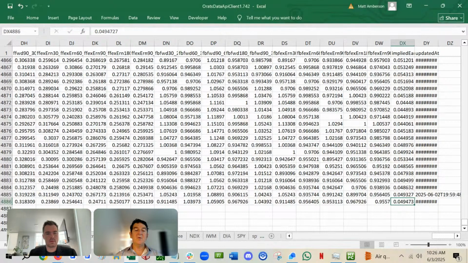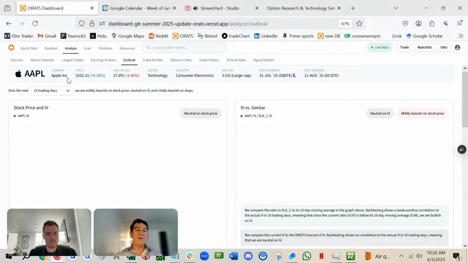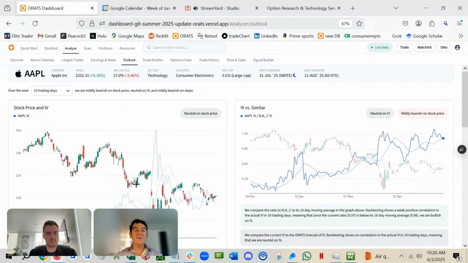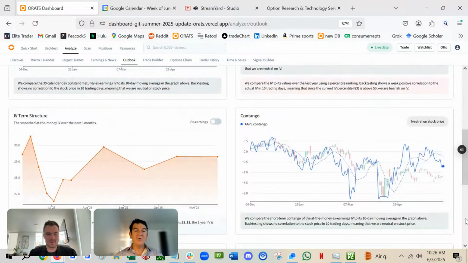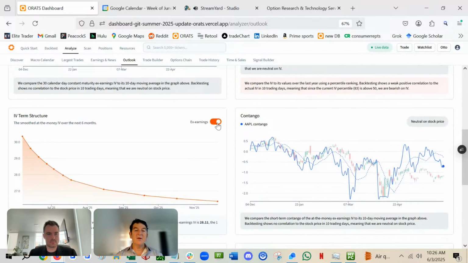And then you could jump over to one of our favorite pages. Here's the outlook, Tyler. So you wanted to look at the term structure with earnings and ex earnings. It really smooths it out if you have ex earnings. You can tell that that's in backwardation, or negative contango, right now.